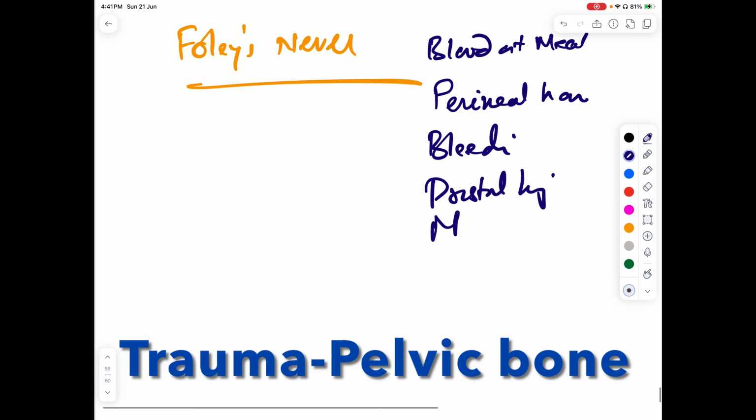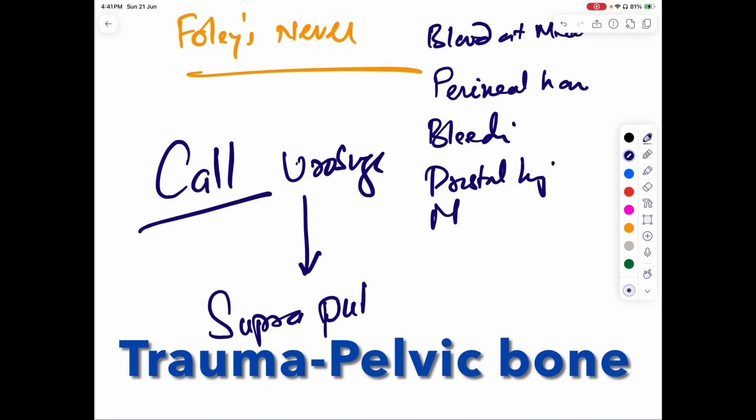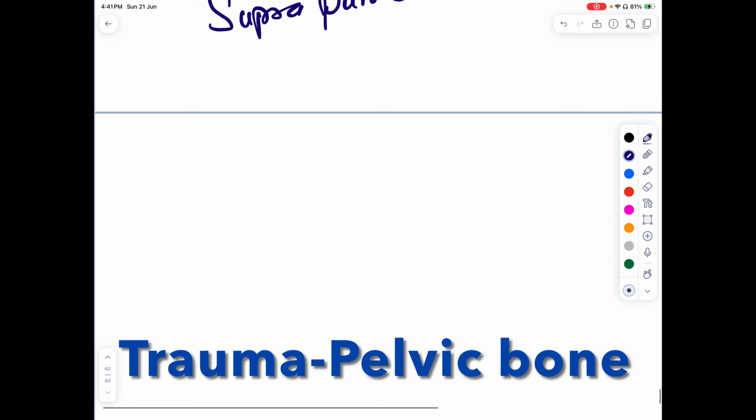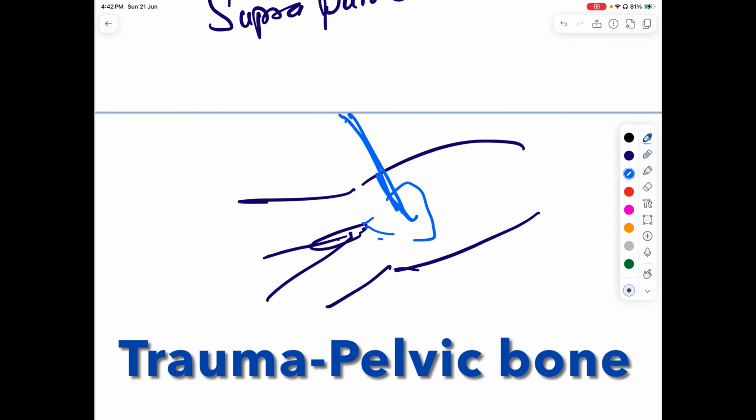What should be done? Call the urologist. He will do suprapubic catheterization. How is suprapubic catheterization done? So this is the abdomen, and you get a penile injury here. So the urologist passes the catheter directly from above, so that the bladder urine will be drained out.